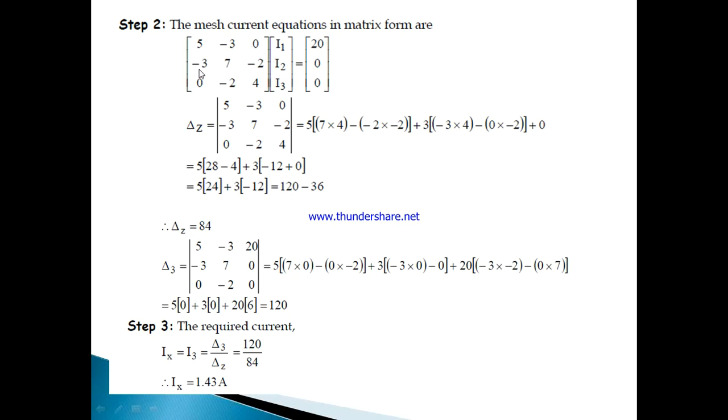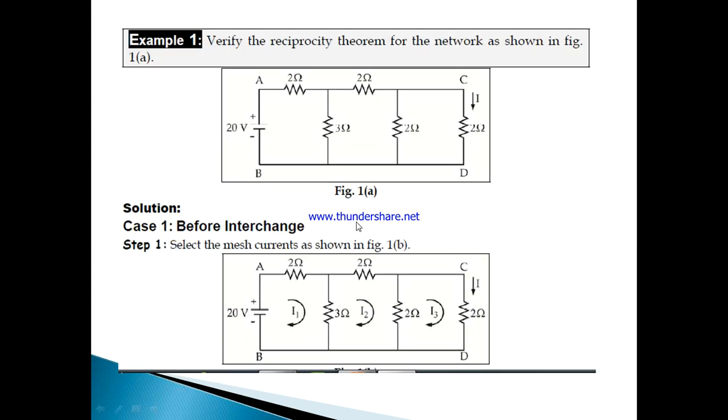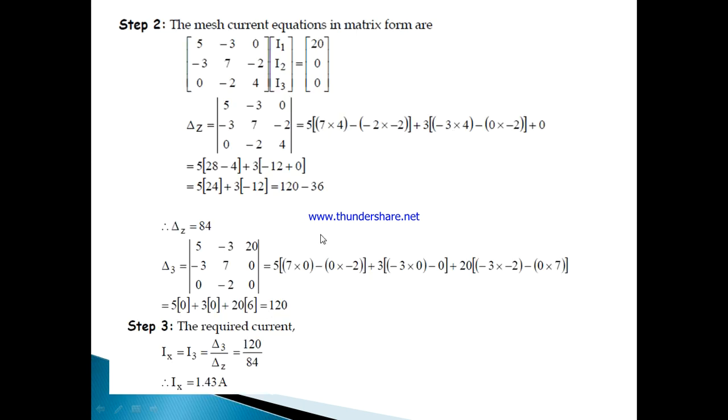Similarly, Z21 equals Z12, so this value is taken directly. This is Z22, the self-impedance or total impedance of loop 2, the summation of all impedances presented in loop 2. There are 3 impedances in loop 2. I am going to add these 3: 2 plus 2 is 4, plus 3 is 7. We should consider a positive sign for these diagonal elements of the Z matrix. And this value is Z23.